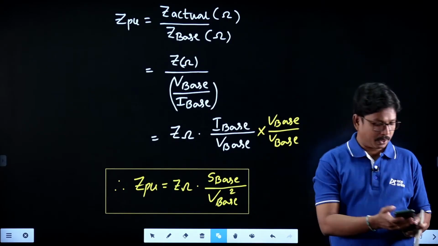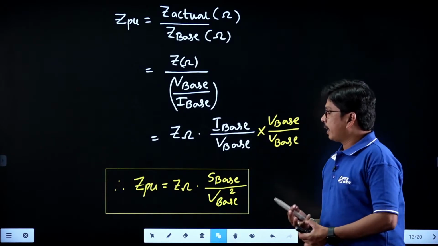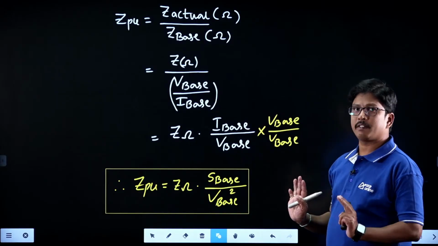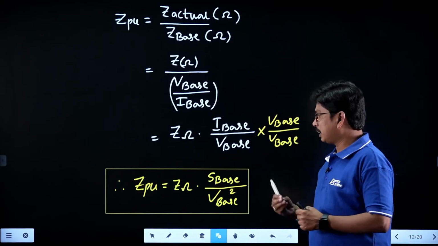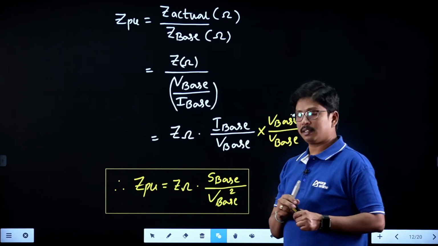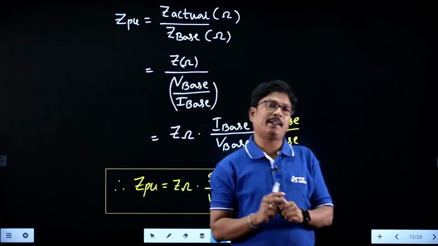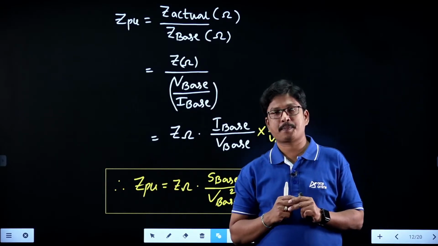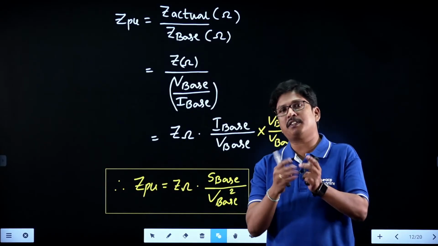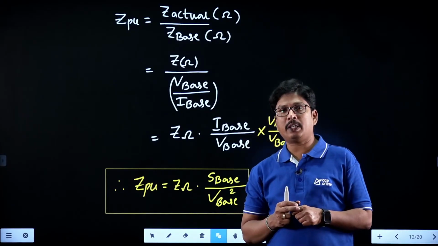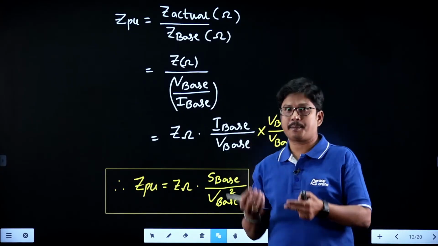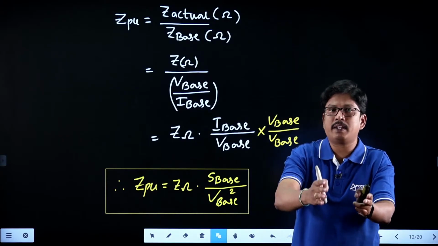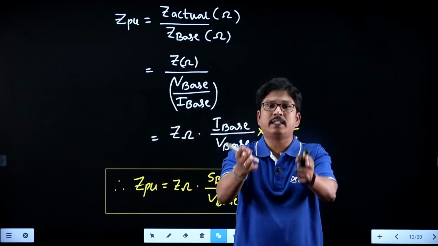Okay, students, we'll continue here. So now we have calculated Z per unit, which is equivalent to Z in ohms into S base divided by V base square. Now sometimes they will change the base quantities. For example, students, in an exam you got 50 marks, and they are saying that your percentage is 50%. The base value they have taken is 100. Whenever that 50 marks is calculated on a base of 100, it is 50%.